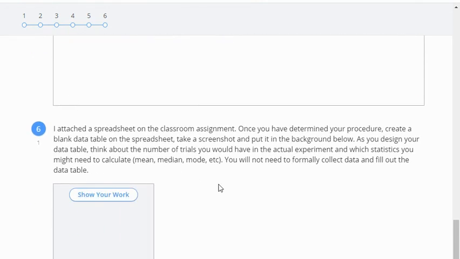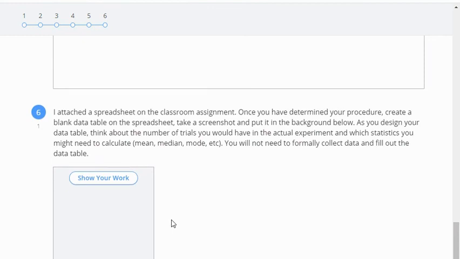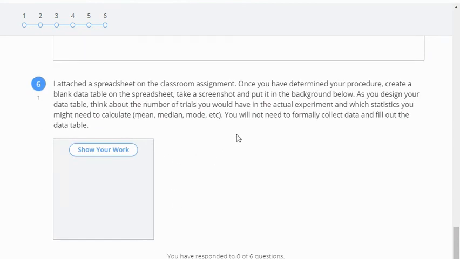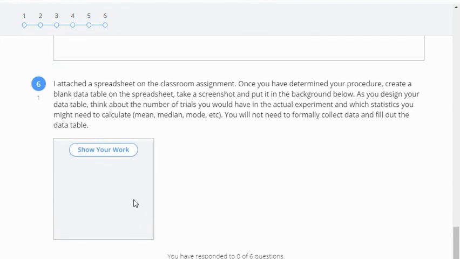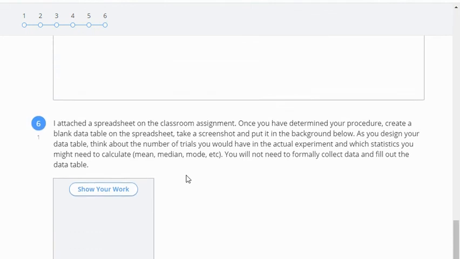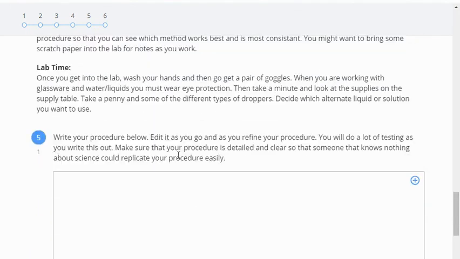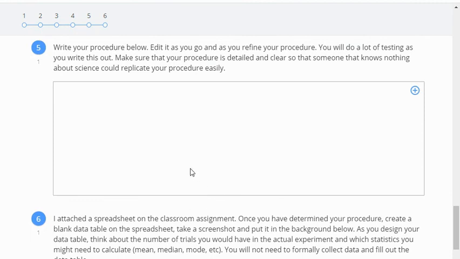Here it says I attached a spreadsheet. I forgot. So just open a Google sheet, and on that sheet, you'll create your blank data table. So this is probably the last thing you'll do. Once you've figured out what your procedure is going to be, then design your data table. Then you'll take a screenshot of that data table and put it in the background of this. Okay. You won't actually be collecting the data formally. You'll just be writing as we go.